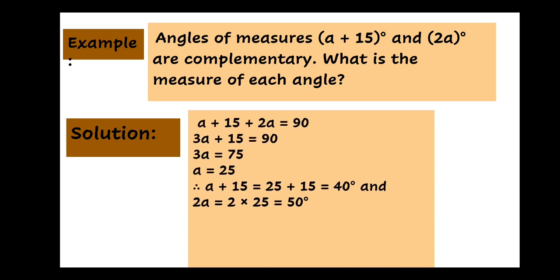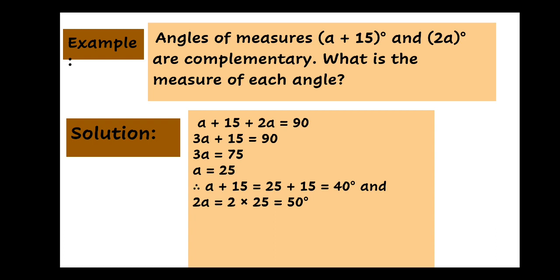We need to add both the angles, that is a plus 15 plus 2a equal to 90 degree. We will add the common terms, that is a plus 2a, that will give you 3a plus 15 equal to 90 degree. 15 we will be subtracting from both the sides, so we will get 75. Therefore 3a equal to 75, a equal to 25. That means we have divided 3 on both the sides.